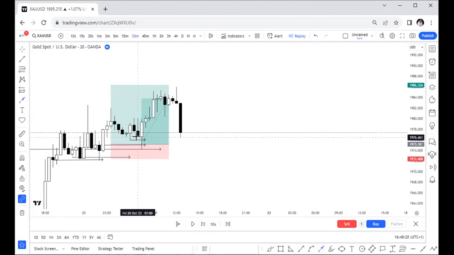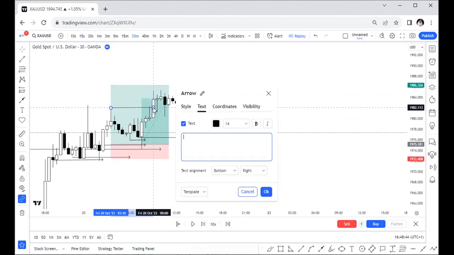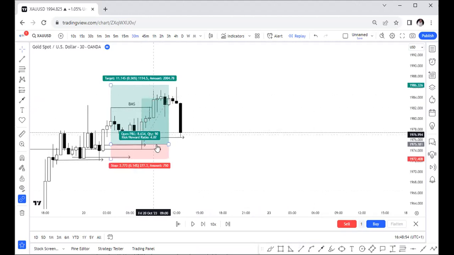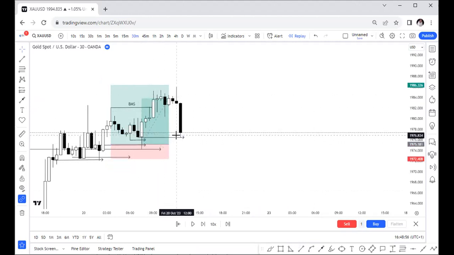If you miss the first entry, we got another one here. They're coming down. This is a breakout of market structure, a BMS, right? So it just gives you another good entry. So price taps into this level.